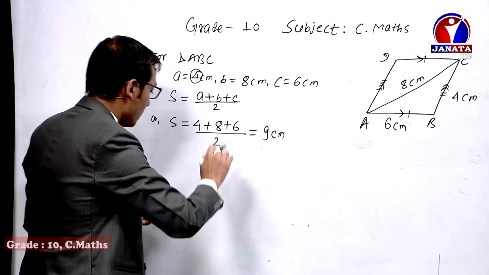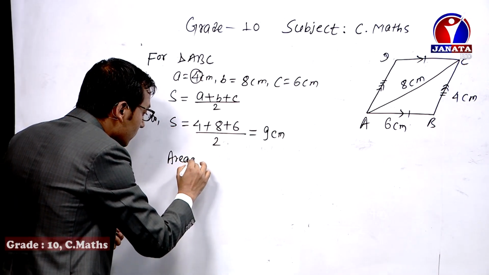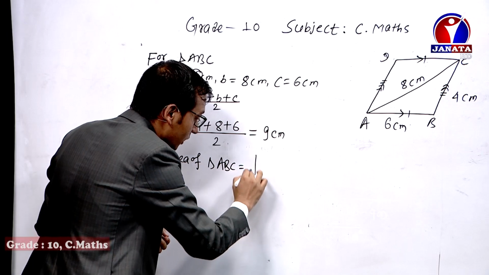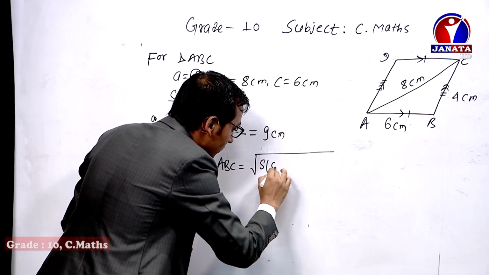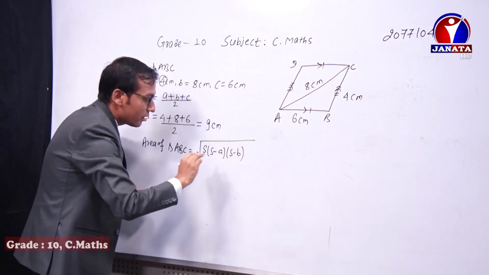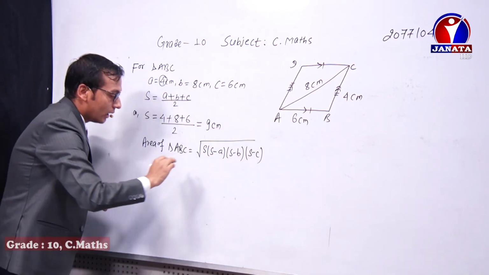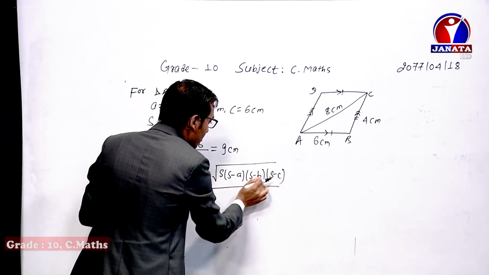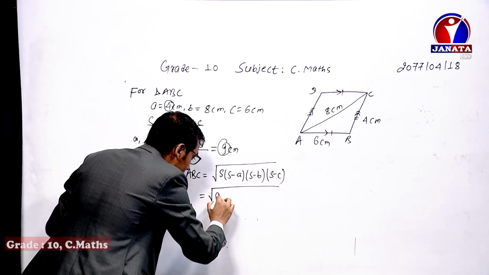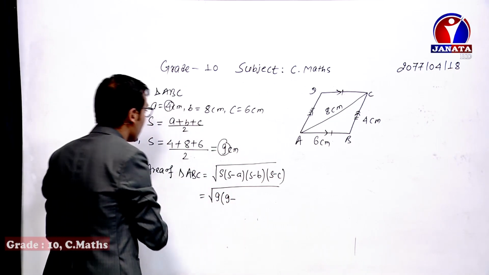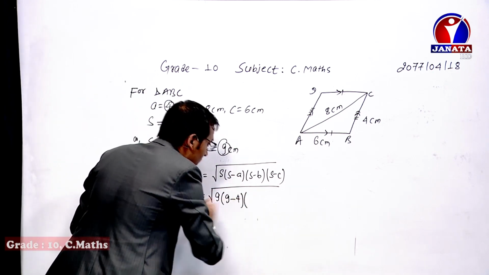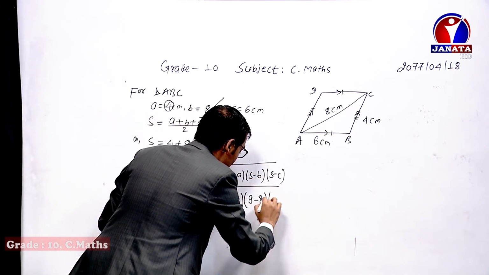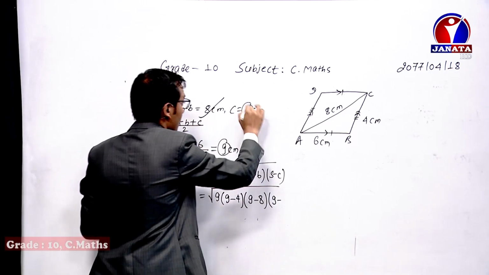Now after knowing the semi-perimeter, we can find the area of triangle ABC, which is the square root of s times s minus a, times s minus b, times s minus c. Now let's find its area by replacing the values of s, a, b and c. What is s? 9, times s minus a, so 9 minus, what is a? 4. Times 9 minus, what is b? 8. Times 9 minus, what is c? 6.